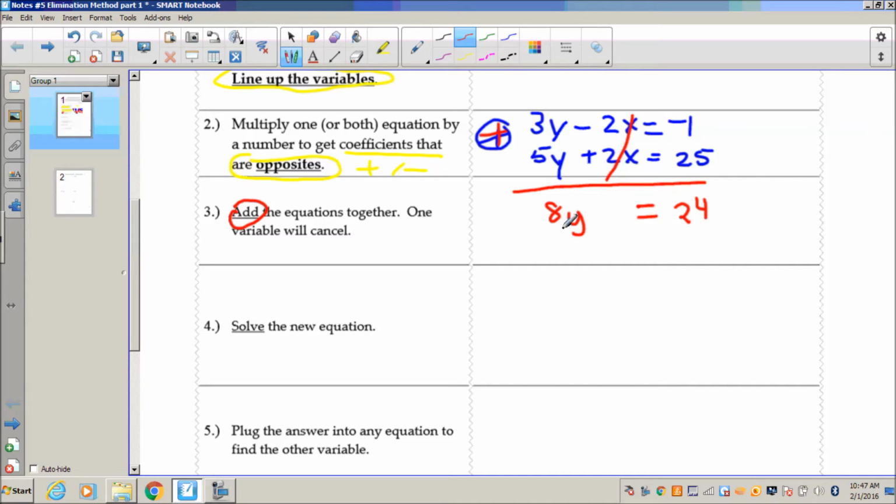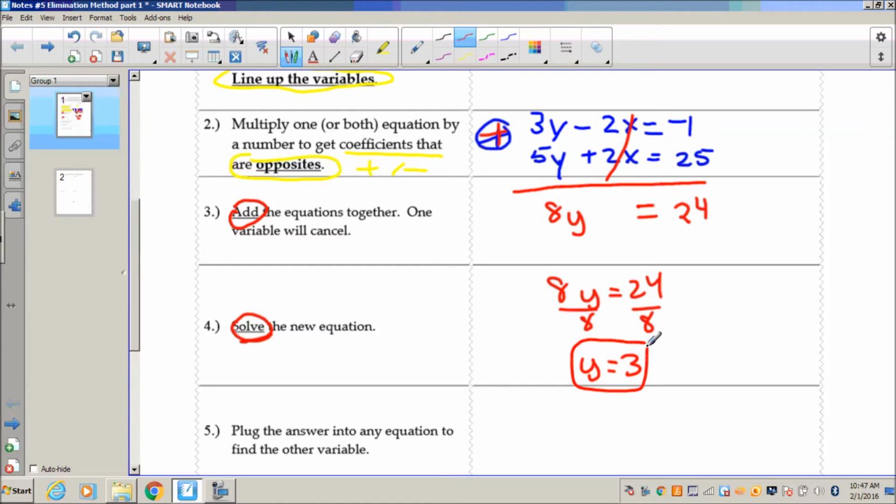And so finally, I have one equation with just y. So step 4, solve the new equation. Well, that we know how to do. 8y equals 24. I'm going to divide both sides by 8, and it's pretty easy. y equals 3.